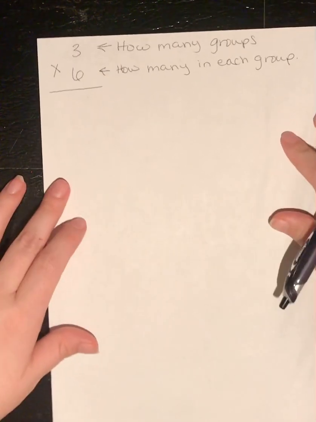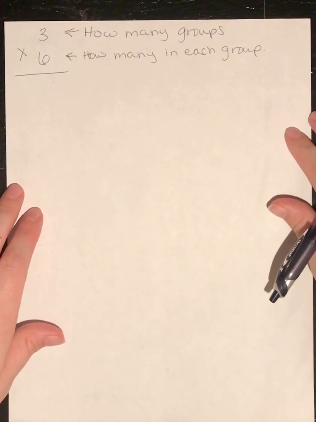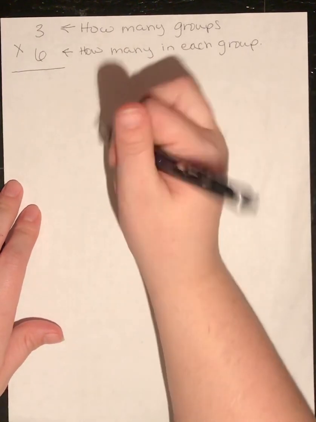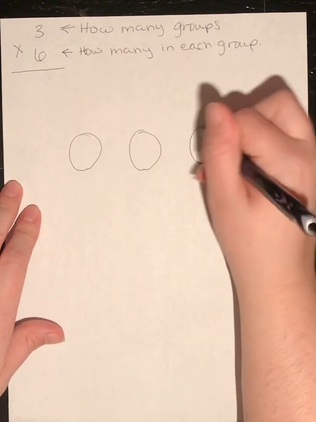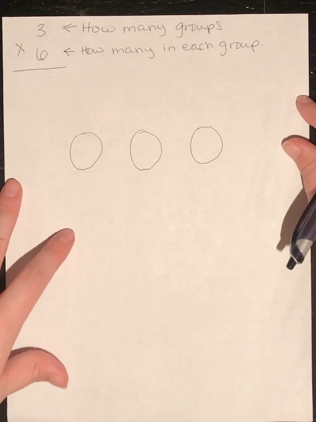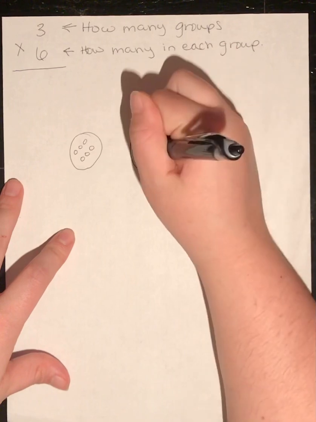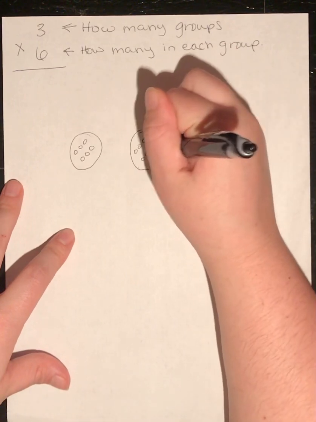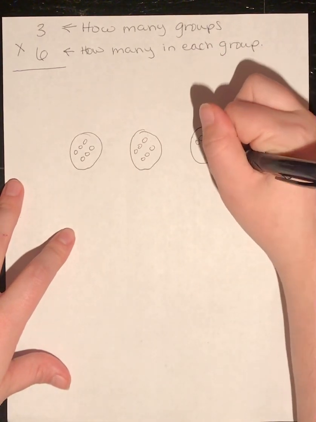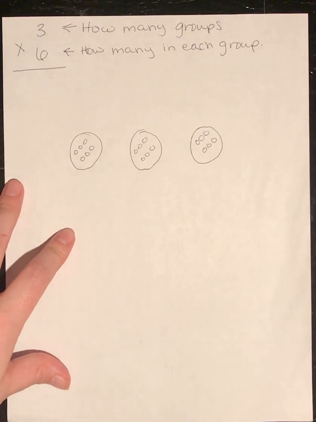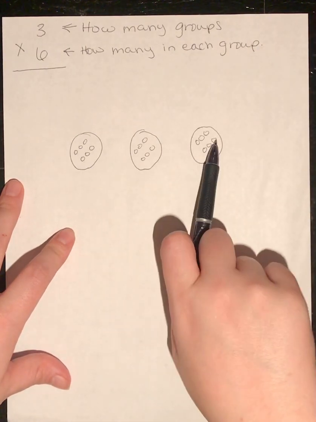Miss Silger's going to draw out 3 groups. So I've got 1, 2, 3, and then she is going to put 6 in each of those groups. 1, 2, 3, 4, 5, 6. So I've got 3 groups with 6 in each.